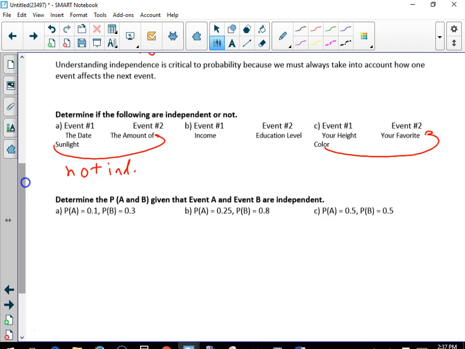Income and education level. Not independent. There is definitely a correlation between income and education level. Your height and your favorite color. That is independent. One does not affect the other.